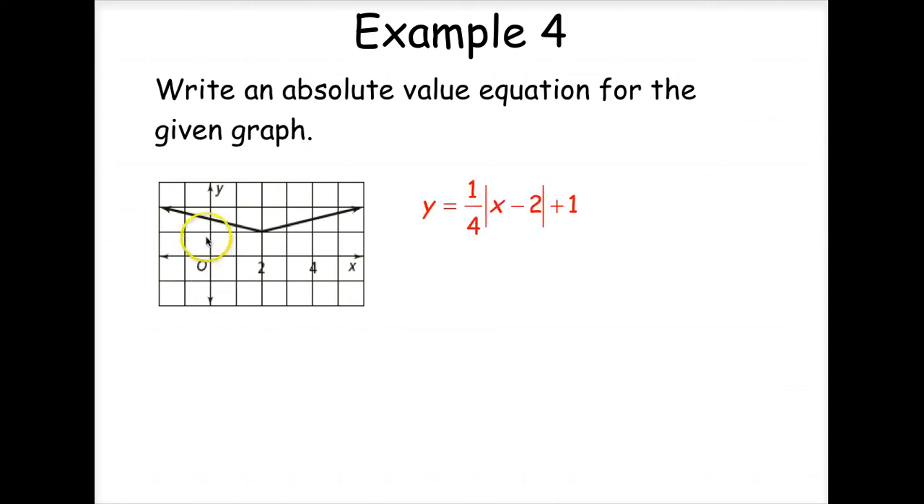Okay, good. Do you see it went up 1, it went right 2, and look at the slope, 1 over 4. Very good. You guys are ready to begin your assignment. Excellent job.